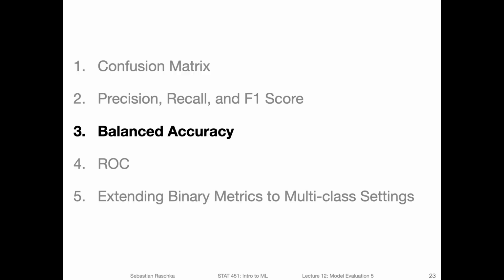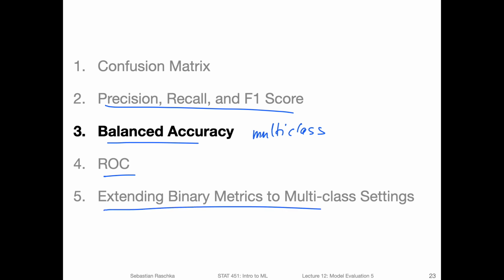Okay, this was probably more of the boring videos because we just went over some additional metrics. In the next video I will talk about balanced accuracy, which is another of these metrics. It's a modification of the accuracy, which is actually useful if you have an imbalanced class problem, and this can also be used for multi-class actually. So this will be also interesting, and then we will talk about receiver operating characteristic curves and then extend the binary metrics to multi-class settings. Okay, so I will see you in the next video.